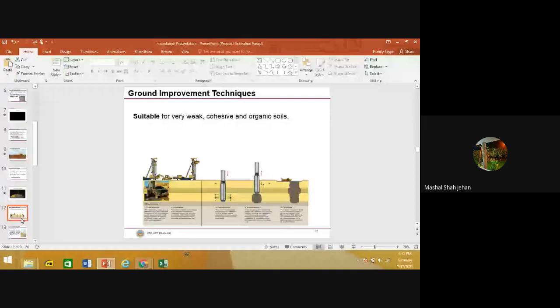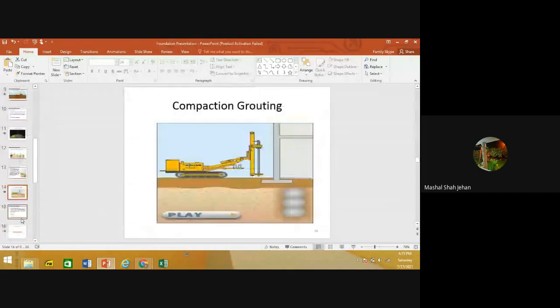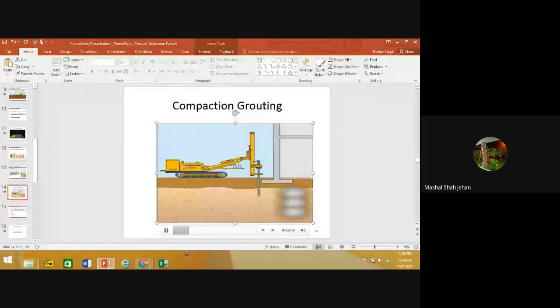Then there is the other method, compaction grouting. What we do in this method is inject a stiffer grout into the ground at a specified depth using medium to high pressure. I'll be explaining its procedure with the help of this visual. See, that's how the grout is injected, and this grout injection process creates and expands a grout cavity near the bottom of the column, which presses against the surrounding soil and increases its density.